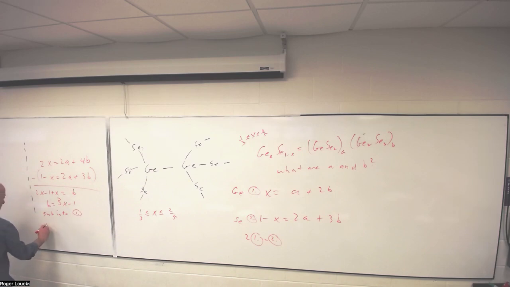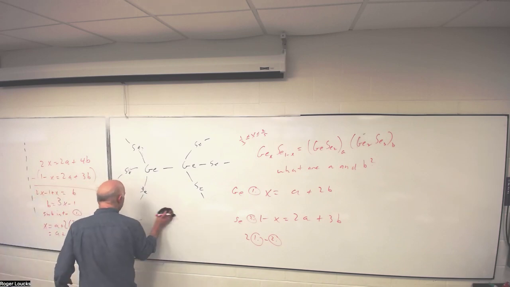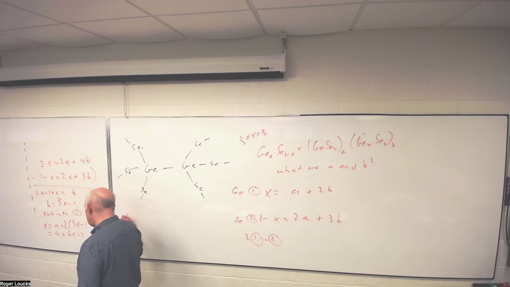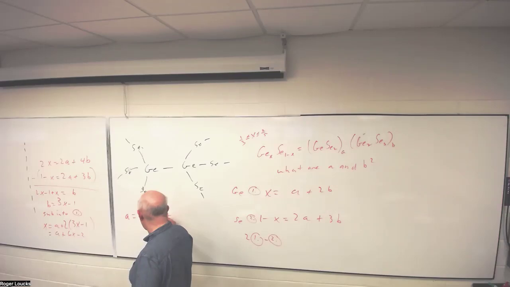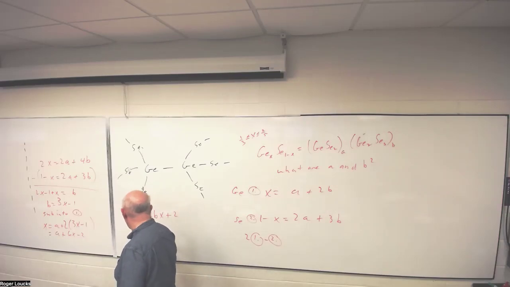We get x equals a plus 2 times 3x minus 1. And this is a plus 6x minus 2. And this is a equals x minus 6x plus 2, or 2 minus 5x.